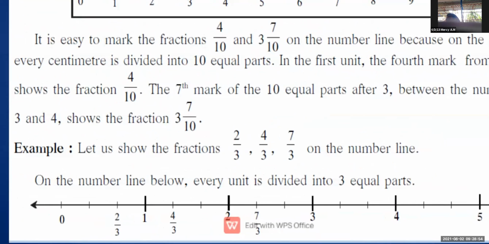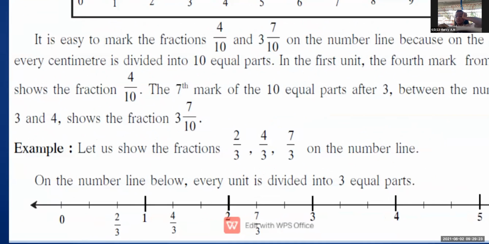Now you can see one more example. Let us show the fractions 2 upon 3, 4 upon 3 and 7 upon 3 on a number line. You can see over here on a number line I have made, I have divided it into 3 equal parts. Why have I divided it into 3 equal parts?